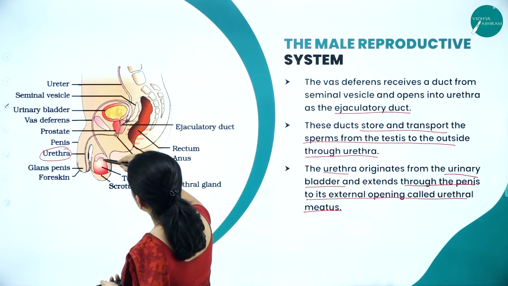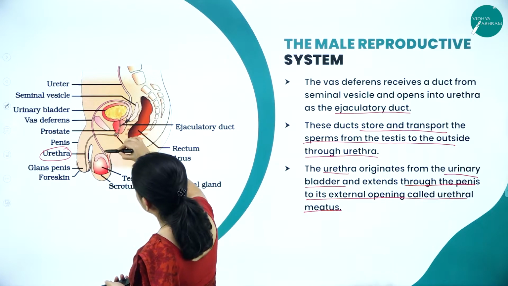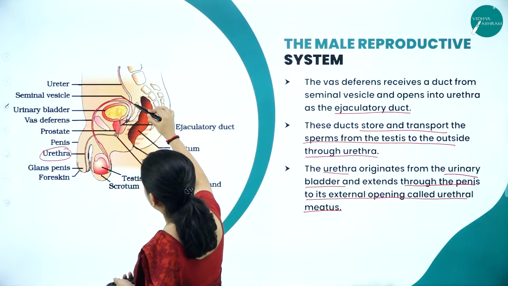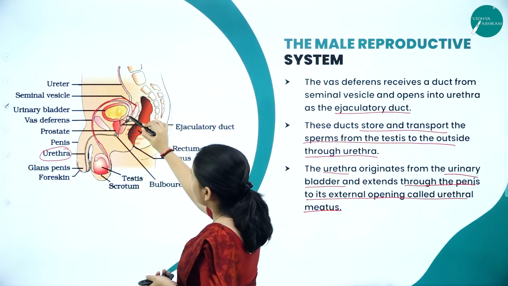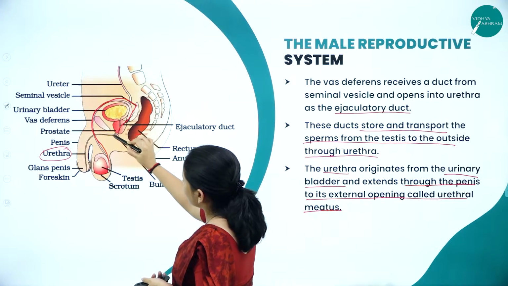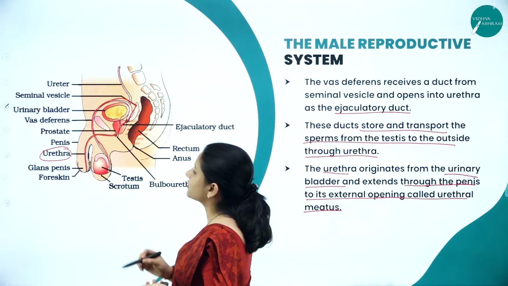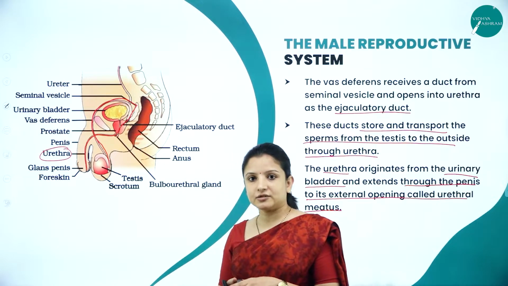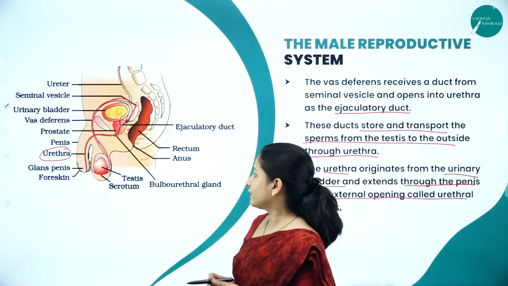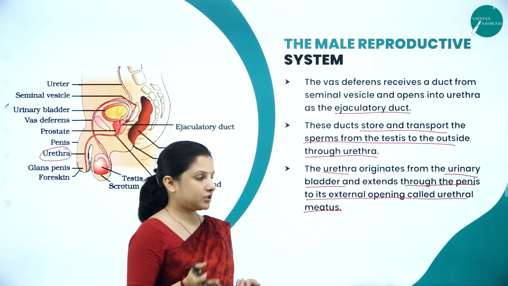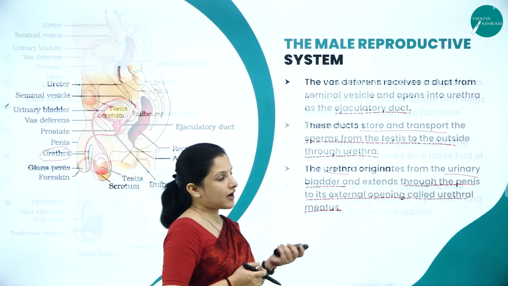If you can see here, from the testis there is the vas deferens tube. That vas deferens tube enters into the abdominal area and then to the urethra. Through the urethra, which is a tube-like structure, it reaches the penis, or the external genital area of the male reproductive system, and then it comes out of the body. So that is how it actually functions.